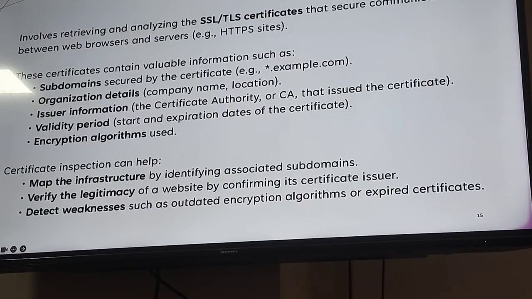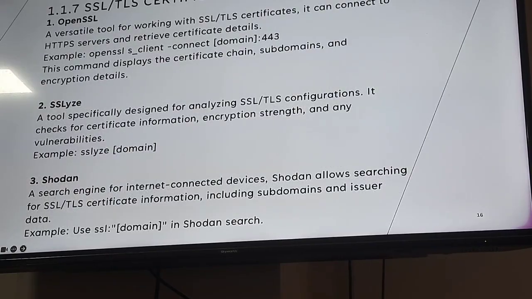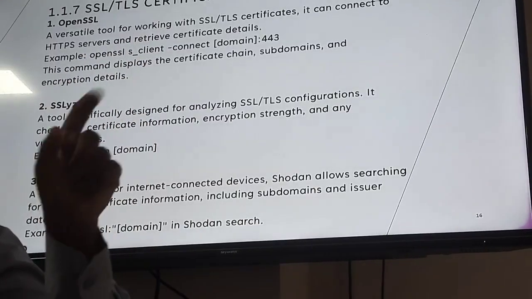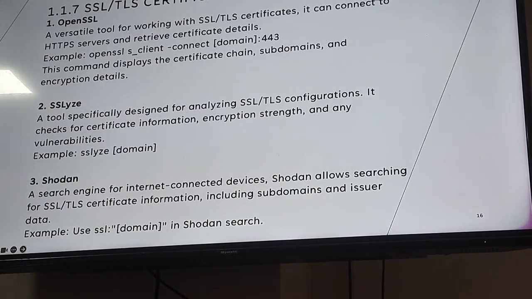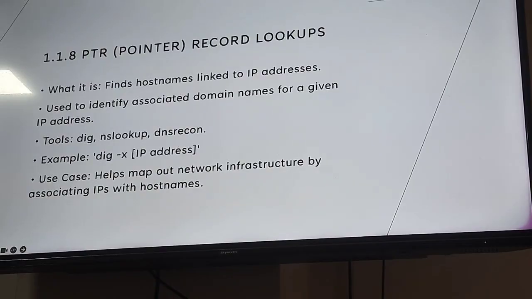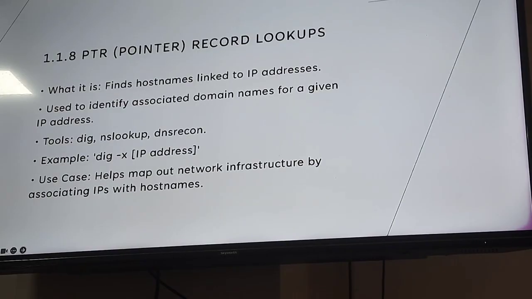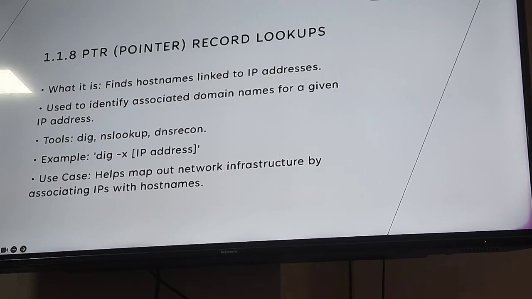So SSL certificate, I just mentioned this, and these are the tools: OpenSSL, sslyze, and then Shodan. Shodan you can do now. The purpose of Shodan is finding information on internet connected devices. What is one type of information? This SSL certificate information inspection is something that you can do with Shodan. We'll anyway do a lab session with Shodan. And PTR, I think this is DNS lookup. These are some tools that you can use.